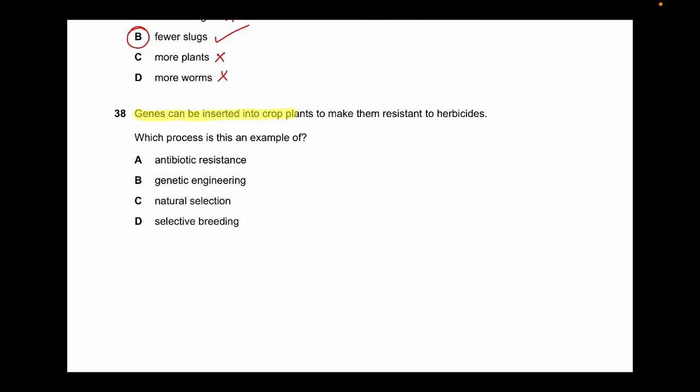Genes can be inserted into crop plants to make them resistant to herbicides. Which process is this an example of? All right, genes can be inserted. So when we insert a gene from one organism to another organism, we call it genetic engineering. So also option B is the correct answer.